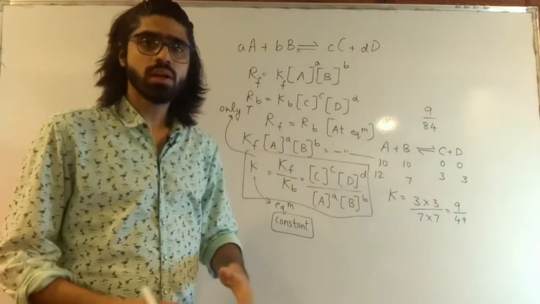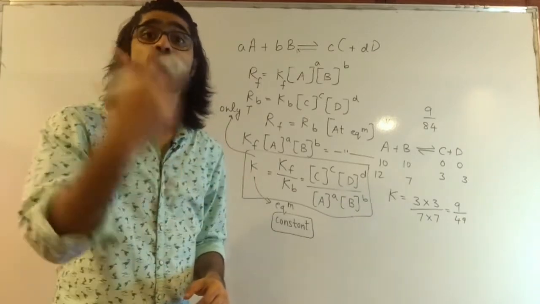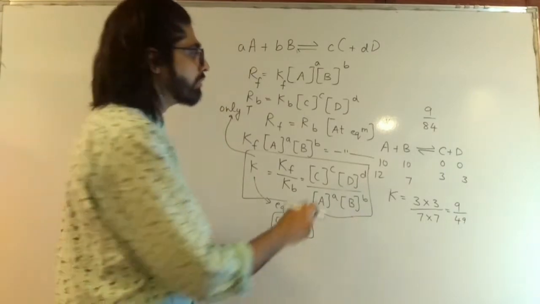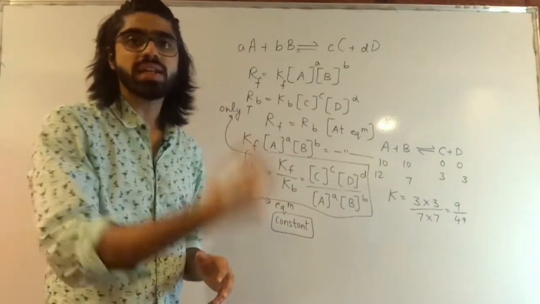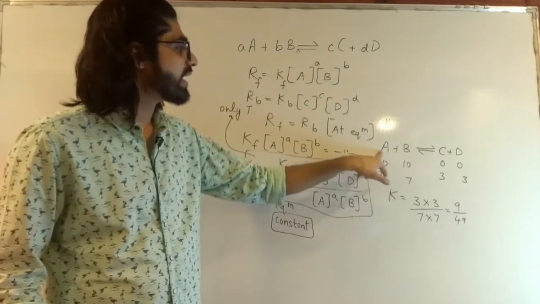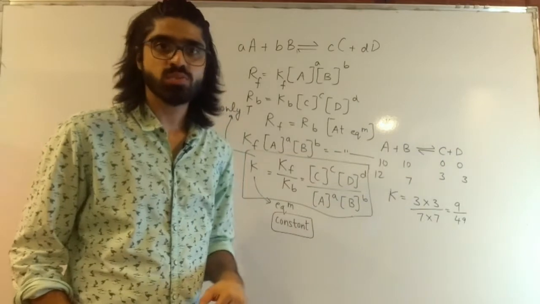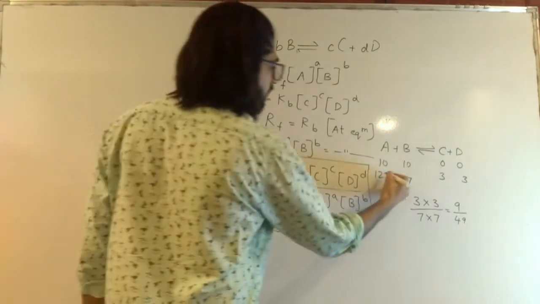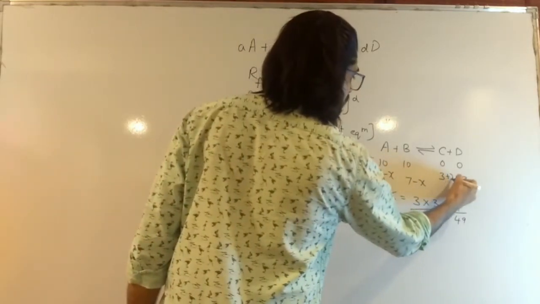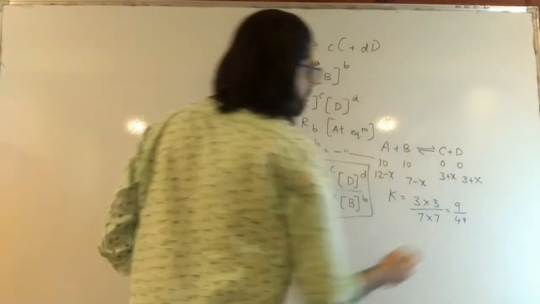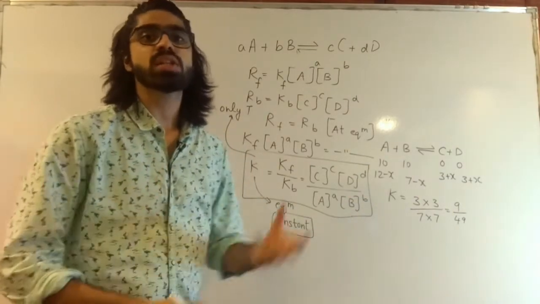Say for example, for this condition, I ask you the concentrations at equilibrium, that is the new concentrations of ABCD at equilibrium. So let us say that for getting up to equilibrium, X moles of A have reacted with X moles of B, and that has given you X moles of C and X moles of D. So I will be left with 12 minus X moles of A and 7 minus X moles of B and 3 plus X moles of C and 3 plus X moles of D. Now this will be the concentration of ABCD in my reaction at equilibrium.